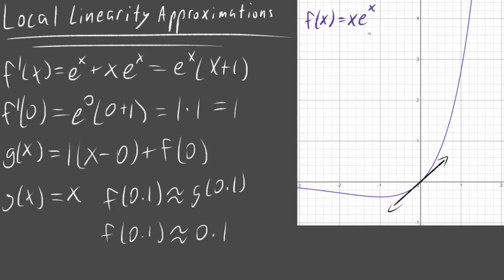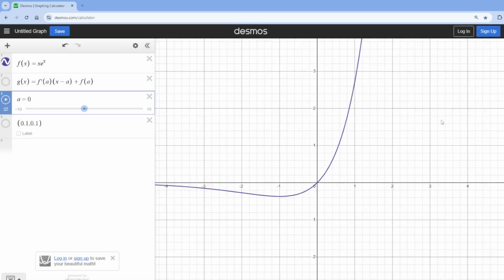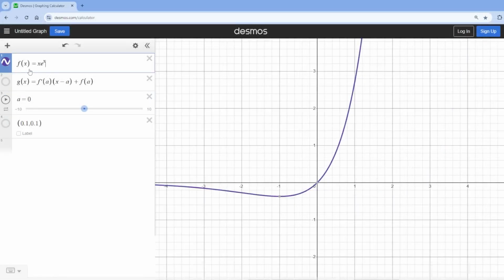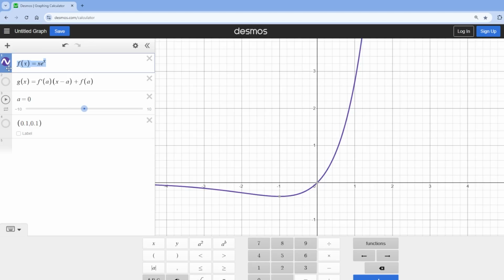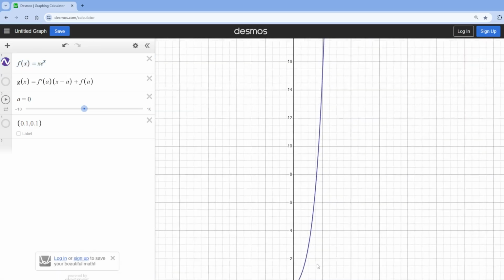That gets pretty weird. So now let's actually look at Desmos and see what it looks like, just to make sure that we got our approximations right. All right, so I've got Desmos pulled up here. I've graphed our f of x function, which is x times e to the power of x, and it looks pretty cool, just like this, right?